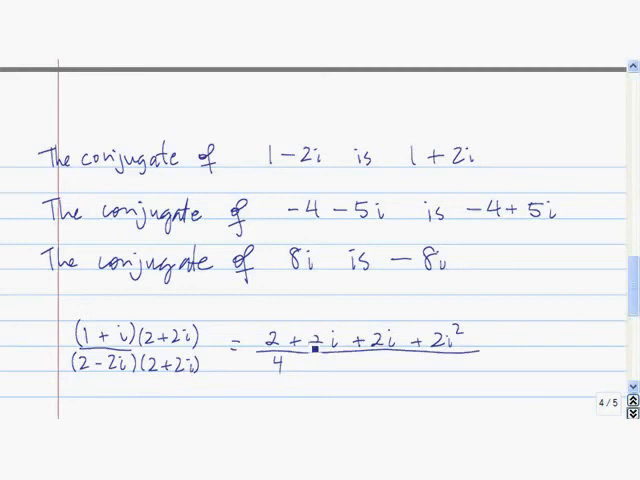2 times 2i, which is plus 4i. Negative 2i times 2 is minus 4i. And when you multiply a number by its conjugate, this is always going to happen. The imaginary parts will cancel each other out. And then minus 2i times 2i is negative 4i squared.